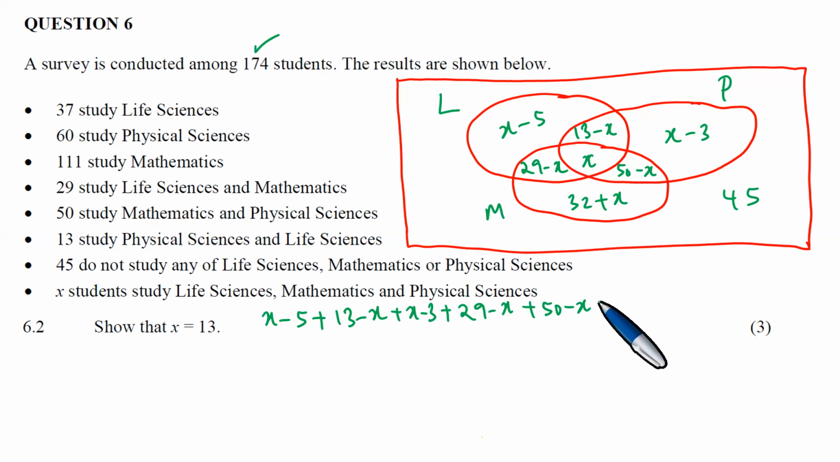And then we add 32 plus x. And then we add just x, and then we add 45. If we add everything, it becomes 174. Okay. It becomes 174. So we continue.